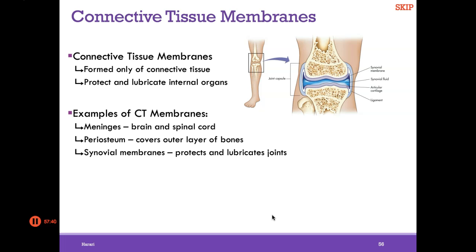So that is the end of part 1. We will continue with part 2, which will talk more about human development and stem cells.